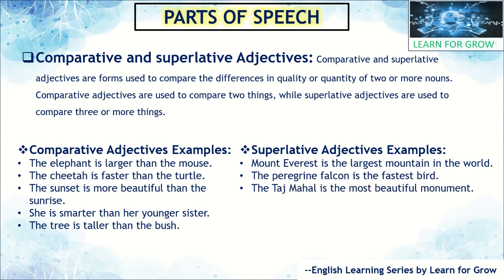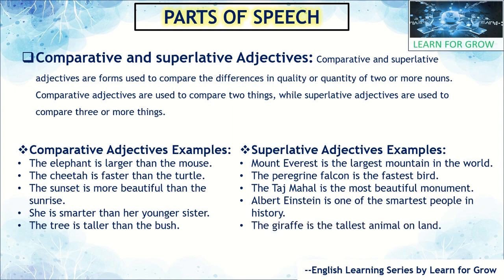Right? The Taj Mahal is the most beautiful monument. Right? Means most beautiful. Albert Einstein is one of the smartest people in history. The giraffe is the tallest animal on land. Right? That was all about comparative and superlative adjectives.